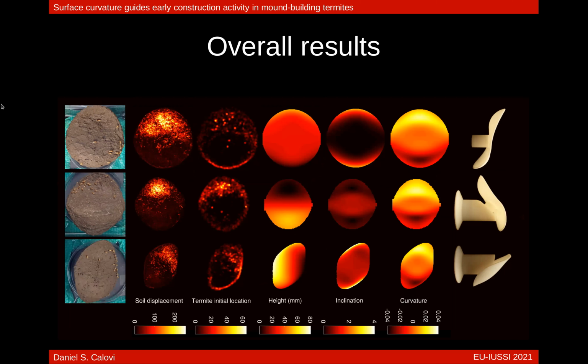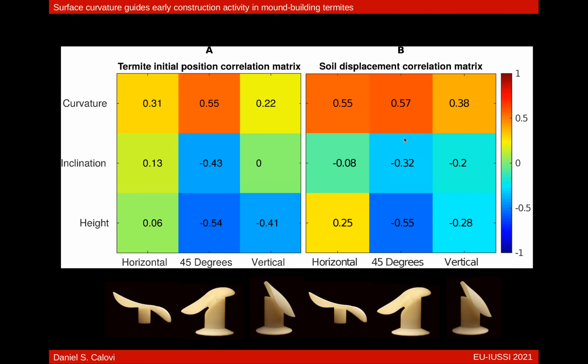And here you can already see that there is a very good agreement between termite activity and location with curvature. But to be a little bit more quantitative, we did the correlation of all the different treatments and all the different topographical properties. And only in curvature, we had a consistent correlation between termite initial position and the soil displacement, showing that yes, termites do prefer these concave regions to start their digging process.